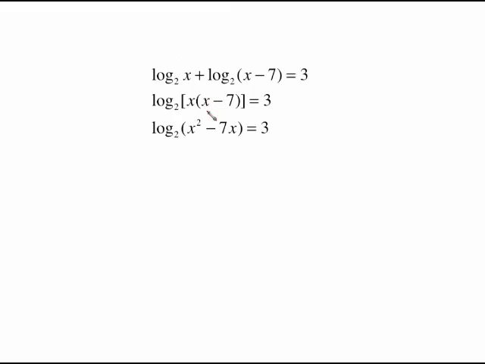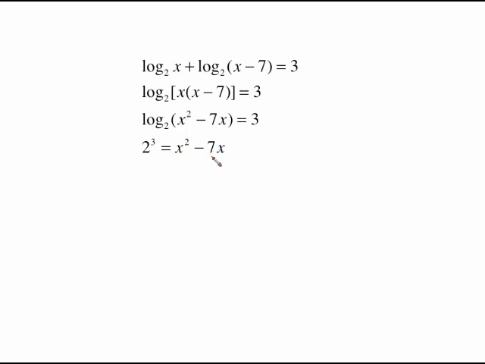Then I'm going to clean that up. Just distribute the x through there. This is log base 2 of x squared minus 7x equals 3. Finally, I have a single logarithm over here. Now it's time to convert to exponential form, which will be 2 to the third equals this expression right here.